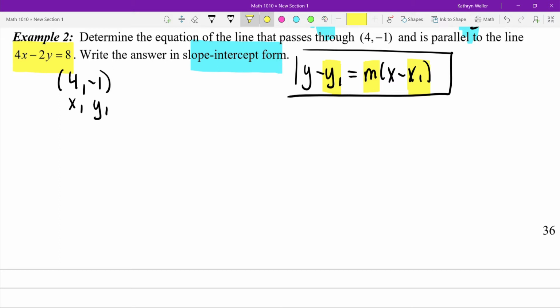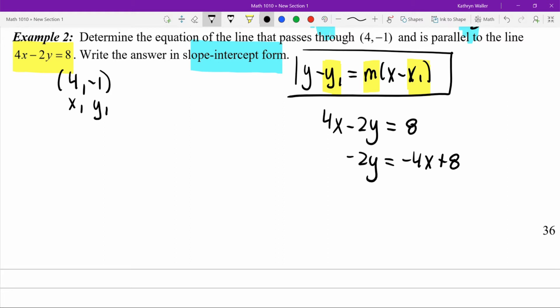Solve it for y. Everybody write down 4x minus 2y equals 8 and solve for y. So everybody go: negative 2y equals negative 4x plus 8. Divide by -2. I'm going to show that work so I don't get confused. If you don't show the dividing by -2, it's okay. I'm just trying to make it clear.